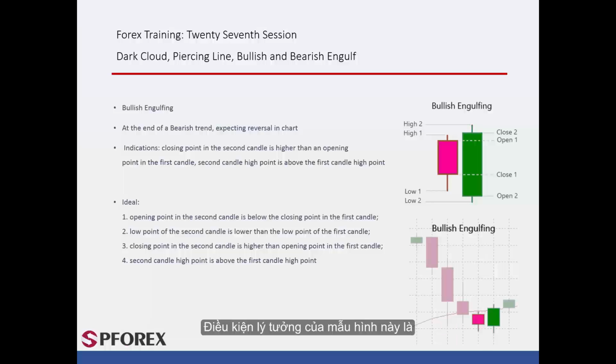The ideal conditions for this pattern are as follows. 1. The open price of the second candle is lower than the close price of the first candle. 2. The high price of the second candle is above the high of the first candle. 3. The close price of the second candle is higher than the open price of the first candle. And 4. The low price of the second candle is lower than the low of the first candle.